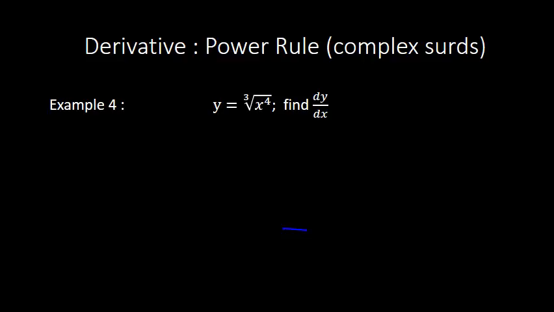The final example for this set involves what we'll call a complex surd. It's going to be x to the power of 4 over 3. That is to say, the 4 that's inside the surd is x to the power of 4, and the 4 on the numerator of this fraction reminds us that it's 4 wholes, x to the power of 4.